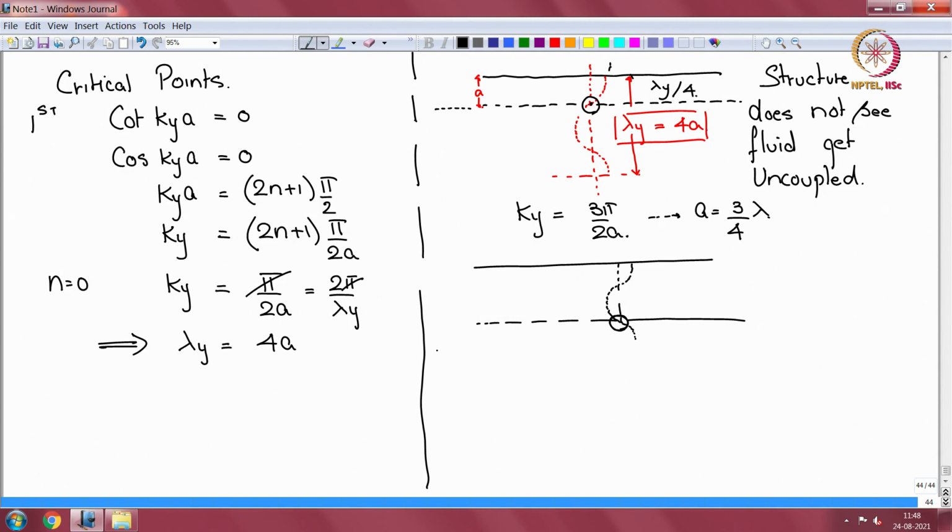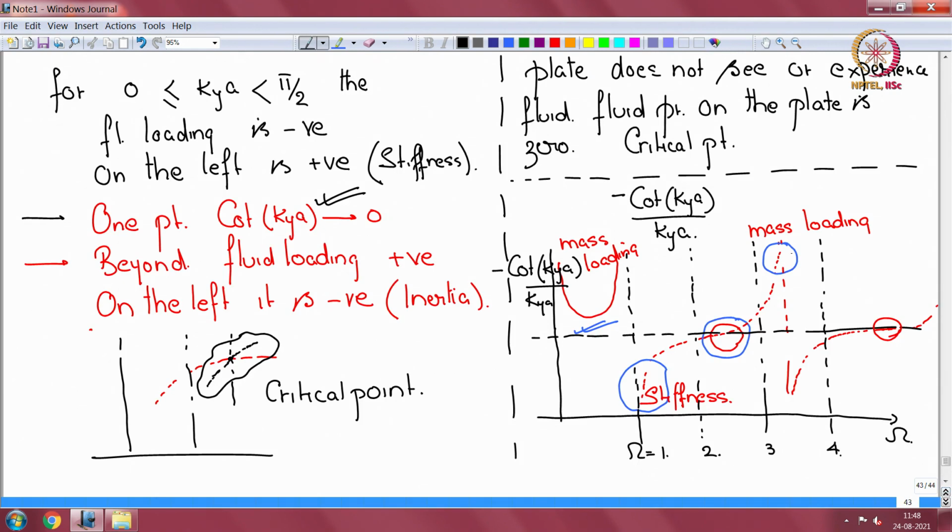The second critical point is when cot kya goes to infinity. We have seen those pictures, right? We have seen these regions. Cot kya goes to infinity.